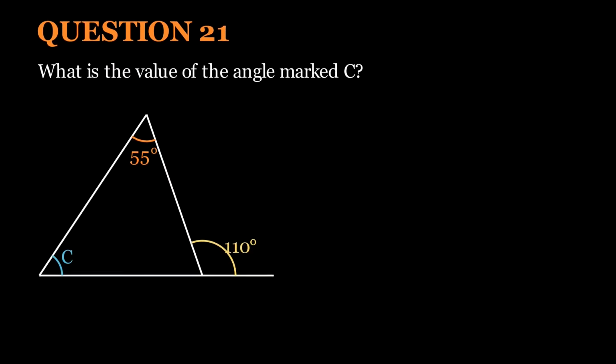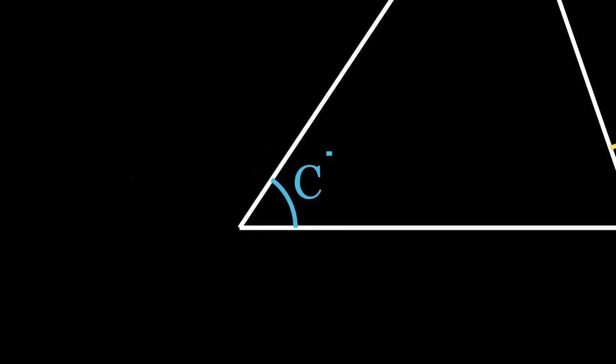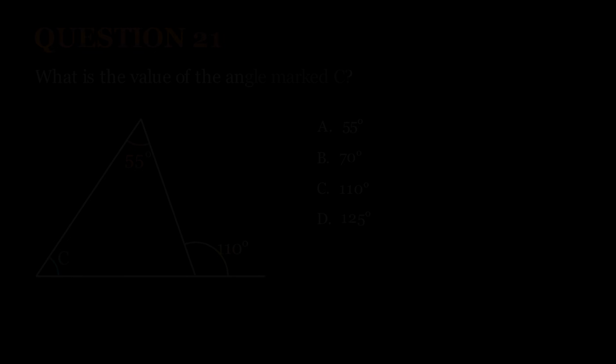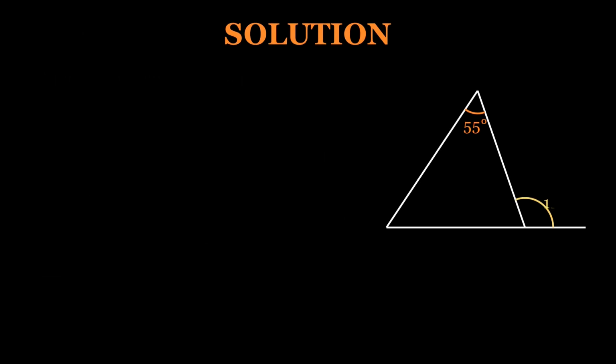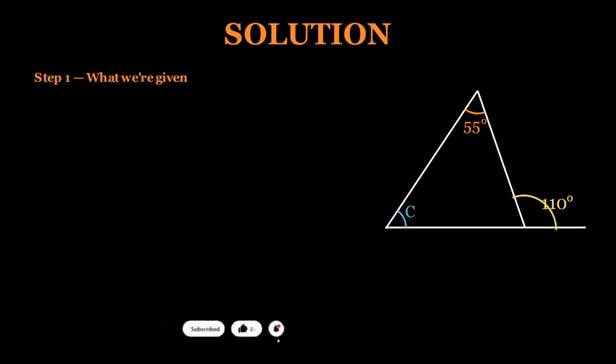Take a look at the options on the right. Can you figure it out? Let's zoom in on that mystery angle. Solution. Step 1. What are we given? The top interior angle is 55 degrees, and the exterior angle at the right vertex is 110 degrees.